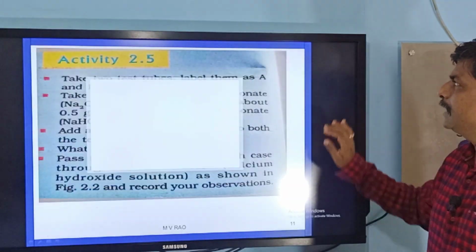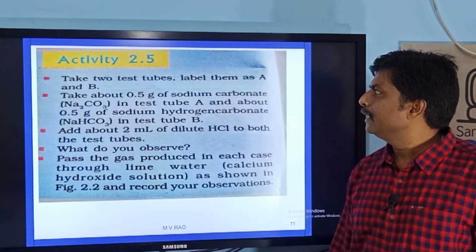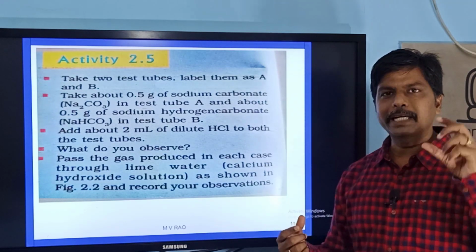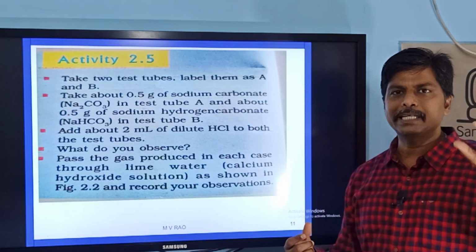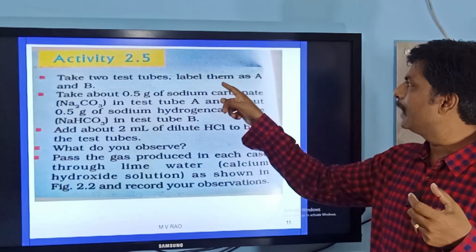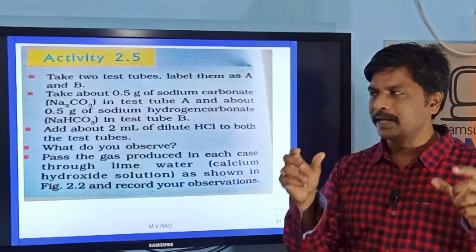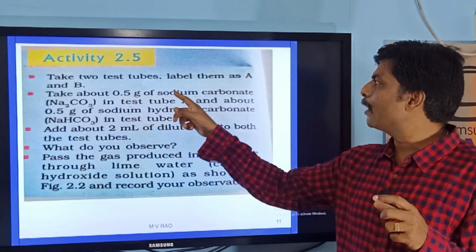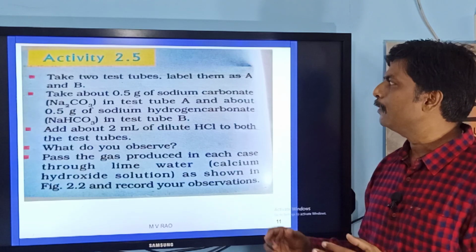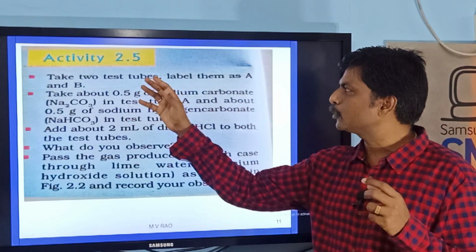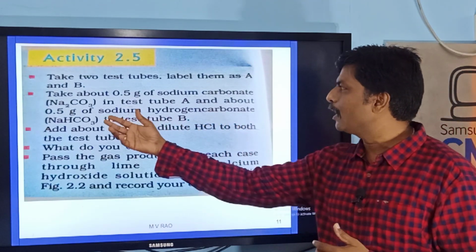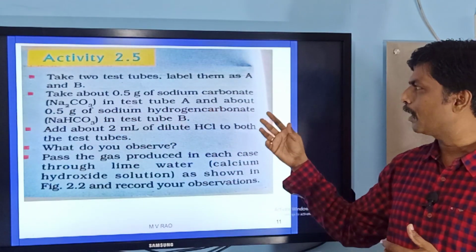So the next activity is activity 2.5. In this activity, take two test tubes and label them as A and B. Take about 0.5 gram of sodium carbonate in test tube A. In the second test tube, take 0.5 gram of sodium hydrogen carbonate.